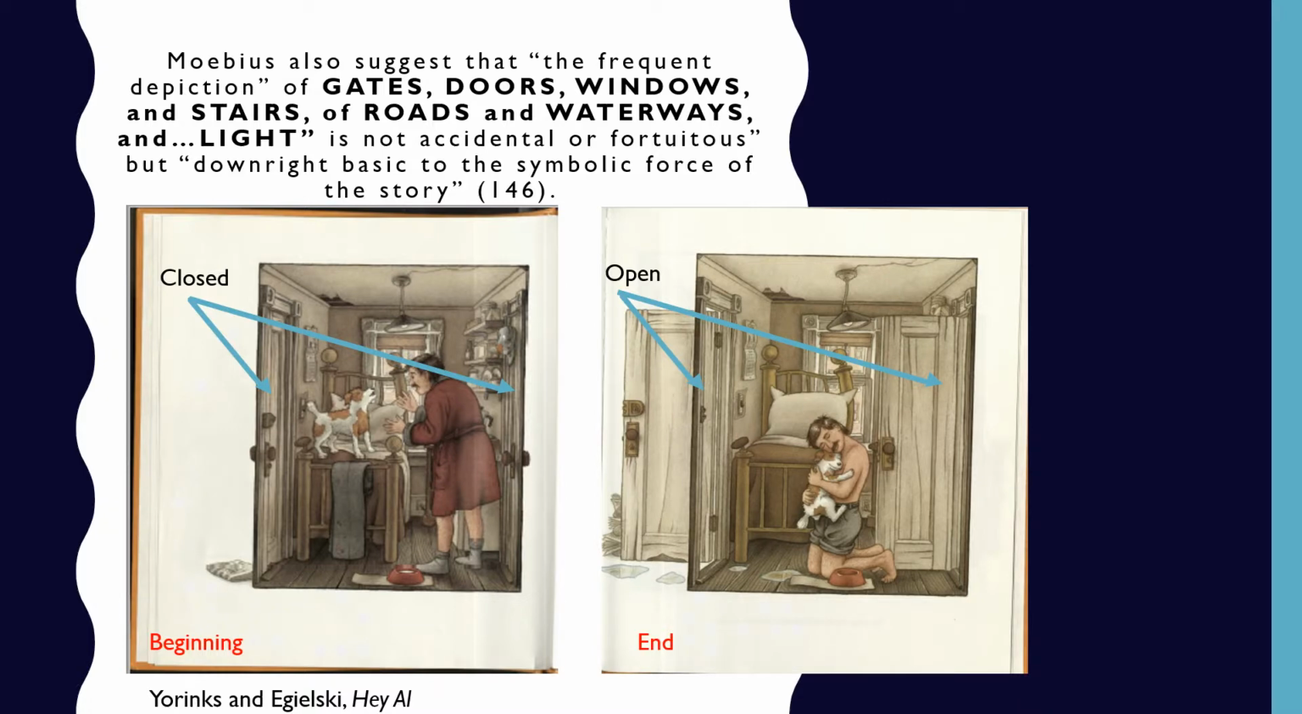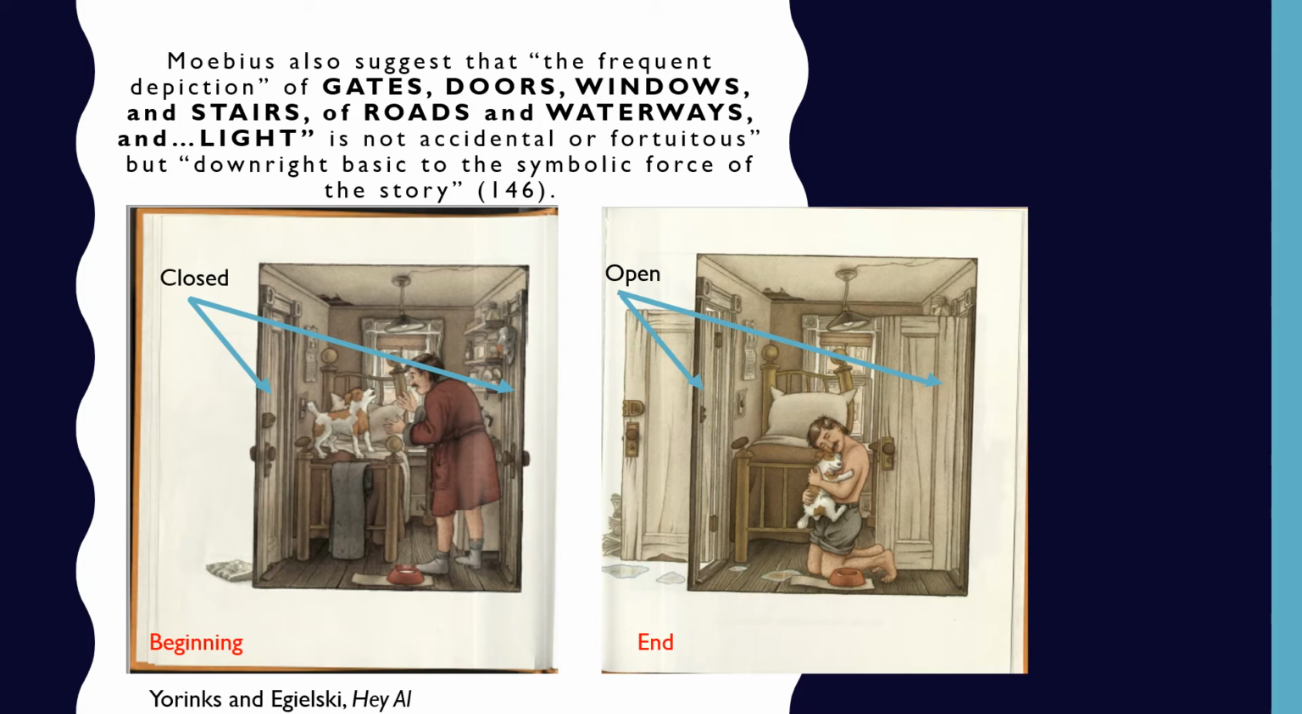So moving on to number 3, Mobius also suggests that the frequent depictions of gates, doors, windows, and stairs, of roads and waterways and light is not accidental or fortuitous, but downright basic to the symbolic force of the story. And what he means there is that it gives you an idea of the internal workings of the character and also their progress throughout the story. What have they learned? What kind of person they are.